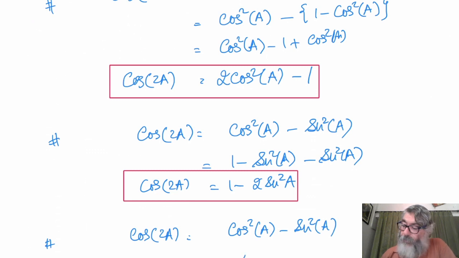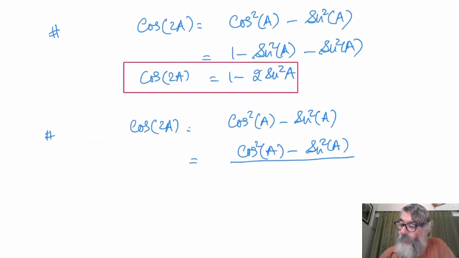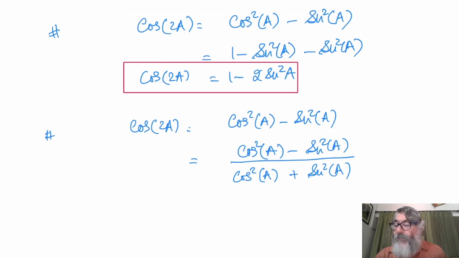We'll do that: cos square A minus sin square A upon cos square A plus sin square A, because cos square A plus sin square A will be 1. So we can divide, or multiply, but I prefer to divide here by 1 because that is what is going to serve my purpose.